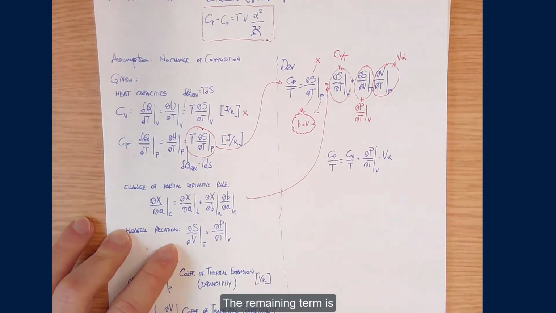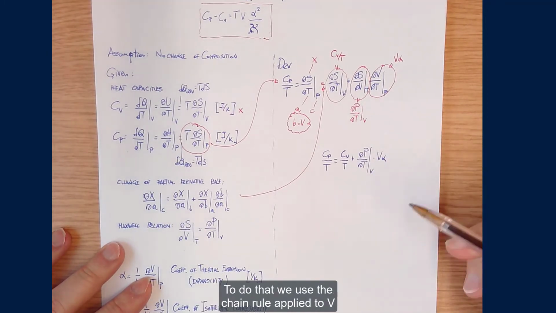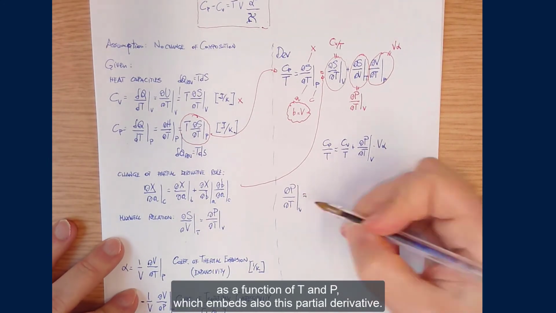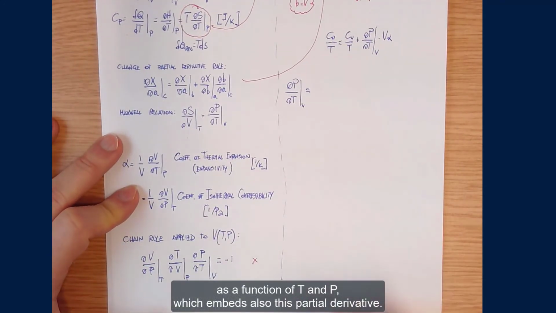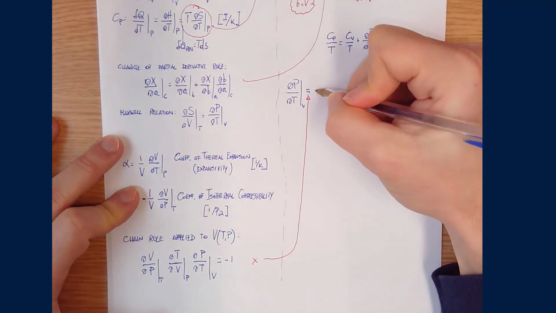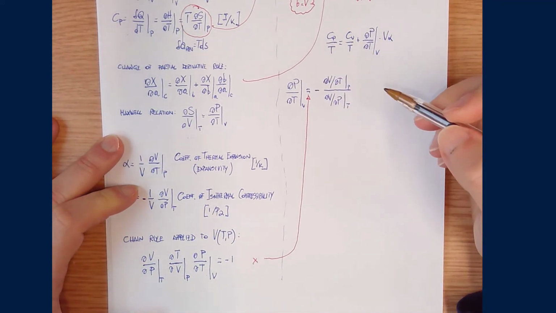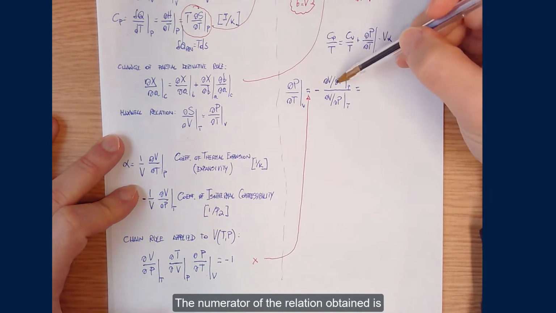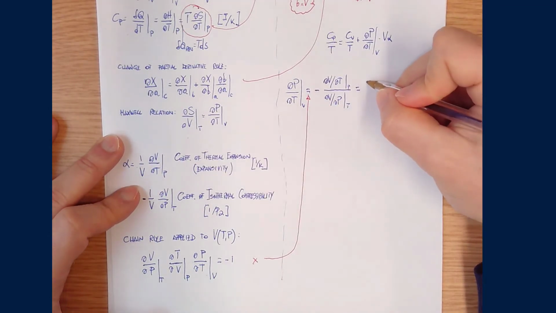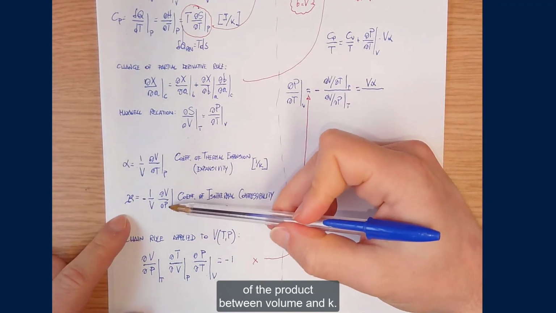The remaining term is the partial derivative of pressure that we need to develop further. To do that, we use the chain rule applied to V as a function of T and P, which embeds also this partial derivative. We explicit now the term. The numerator of the relation obtained is the product between volume and alpha. The denominator is the negative of the product between volume and K.